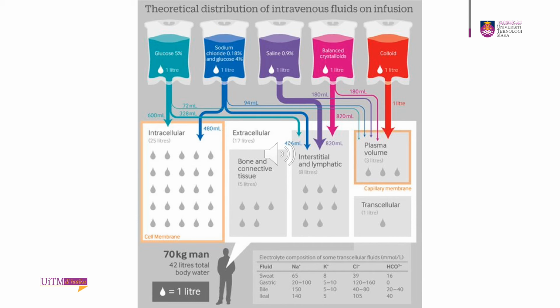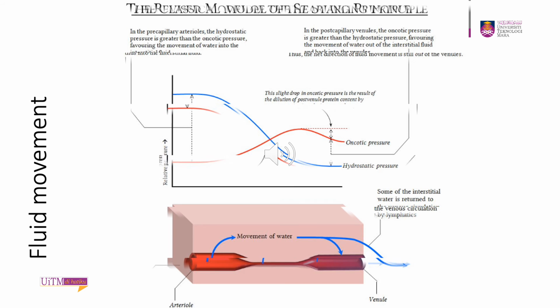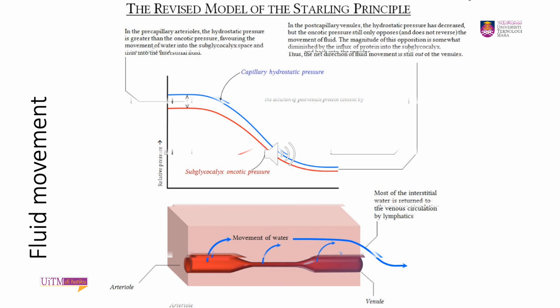And we know that the capillary Starling's law has been revised. Let's talk about the capillary Starling's law. As we all know, the fluid will be moving from the arterial end of the capillary into the interstitium and back via the venule end of the capillary. This is all by virtue of the changes in the hydrostatic pressure and oncotic pressure between the intravascular compartment, which is the capillary, and the interstitium.